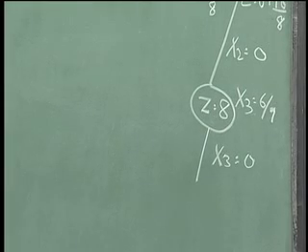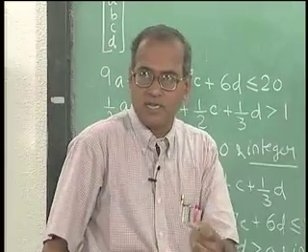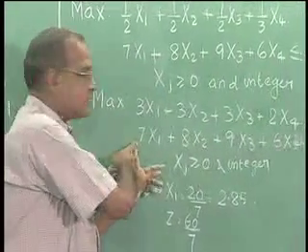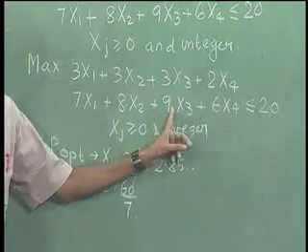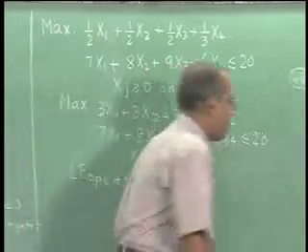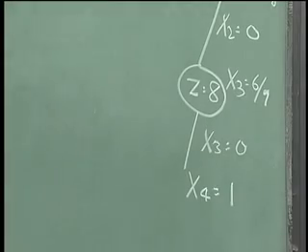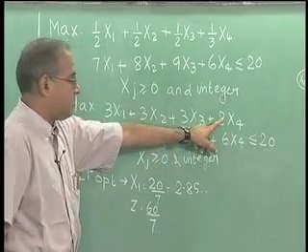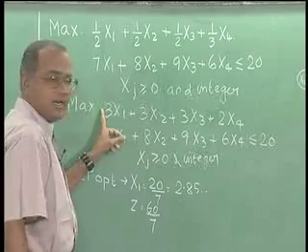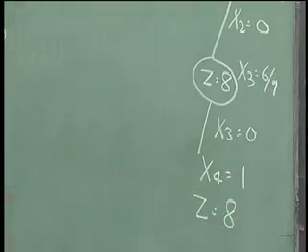So, when x1 takes 2, x2 takes 0, x3 also takes 0, which means we have used up 14 units of resource. This is 0, this is 0, 6 units are available. Therefore, straight away x4 will take 1. So, x4 will take 1 and contribute 2 to the objective function. This will be 2 into 3, 6. So, this gives us z is equal to 8.